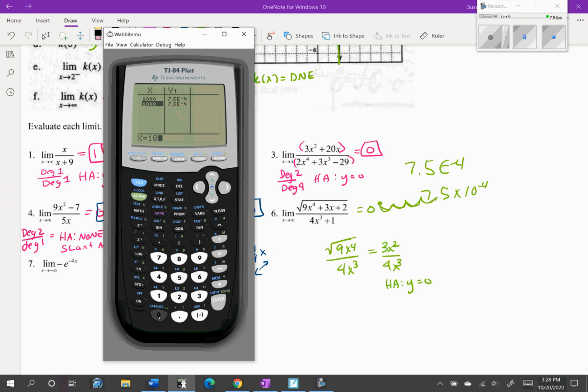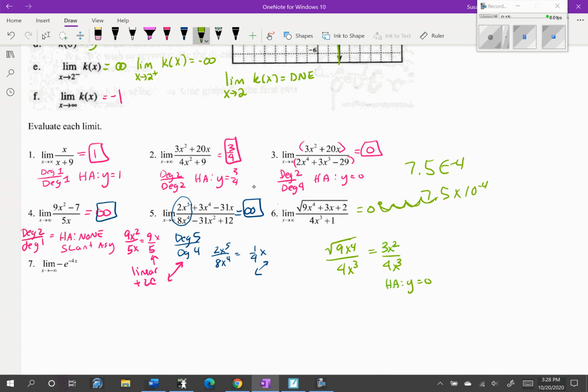So if I did an even larger value, notice we get negative 5 times 10 to the negative 5 power. So if I plug in an even larger number, same thing. So notice it's just going to get closer and closer to 0. So that's why we are approaching the value of 0.